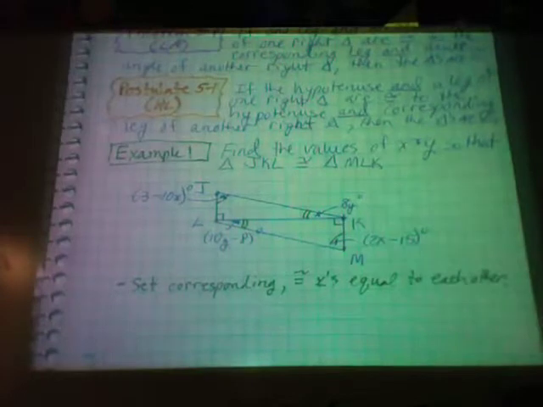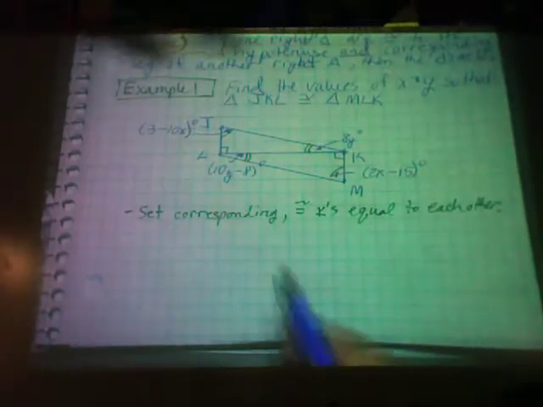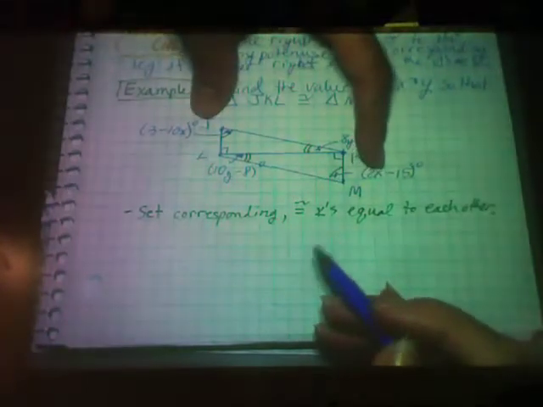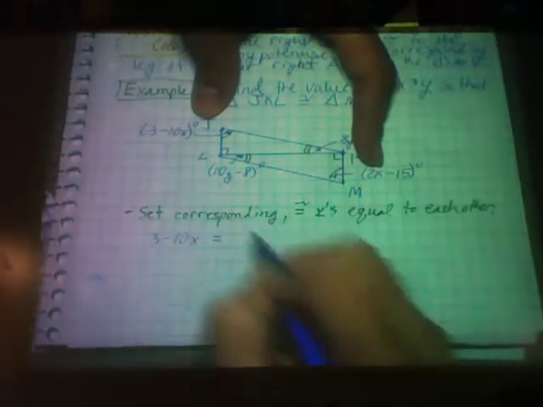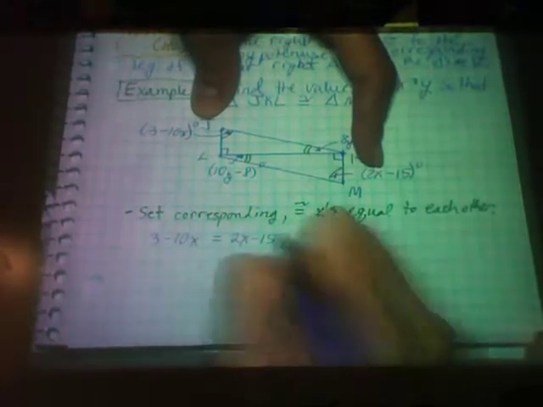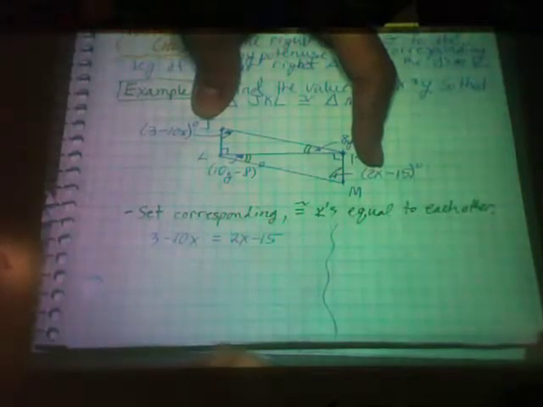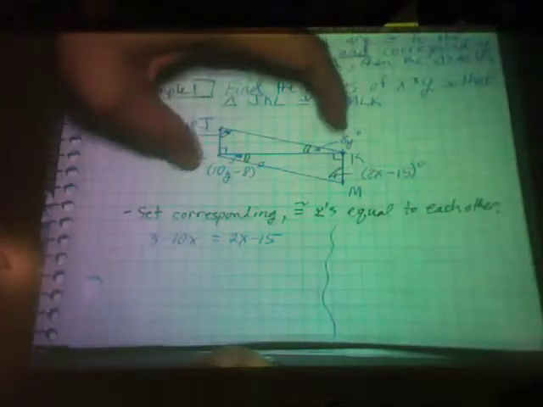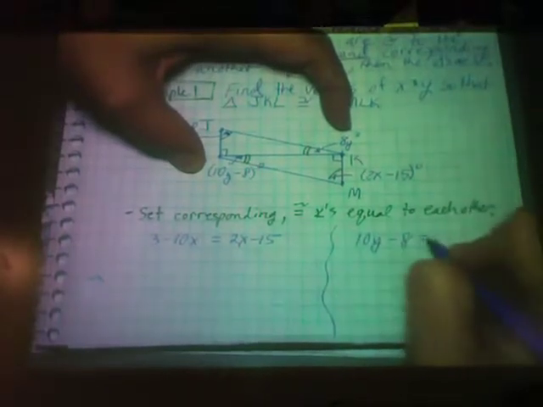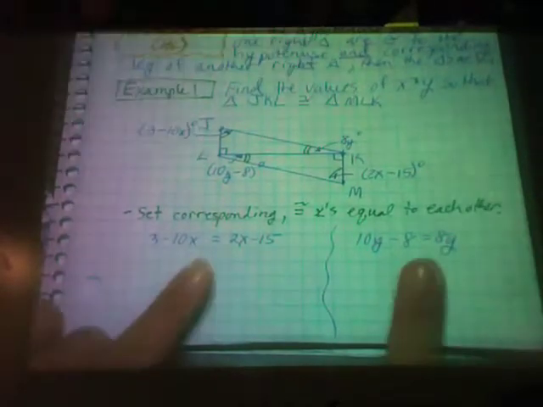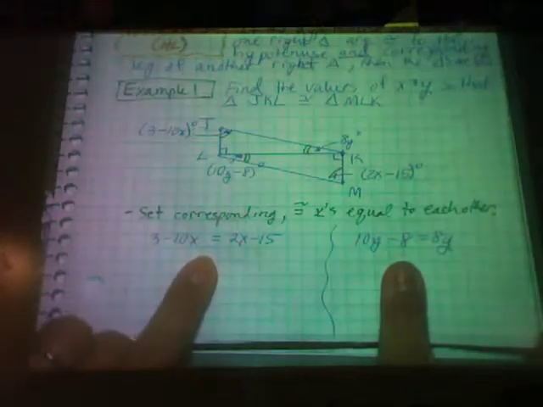And you will have a pleasant surprise in this case, because look at what we have. If I set these two equal to each other, the J and the M, don't I end up with 3 minus 10x is exactly equal to 2x minus 15? Right? And if I set the L and the K over here equal to each other, I will have 10y minus 8 is equal to 8y. That way, each equation only has one variable. That would be the easier one, or the easier choice to solve.